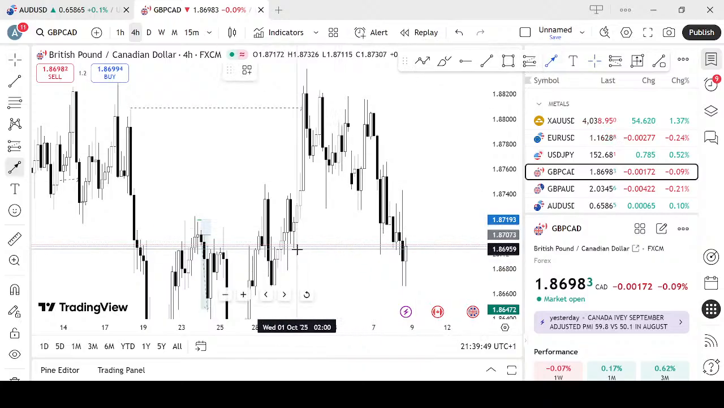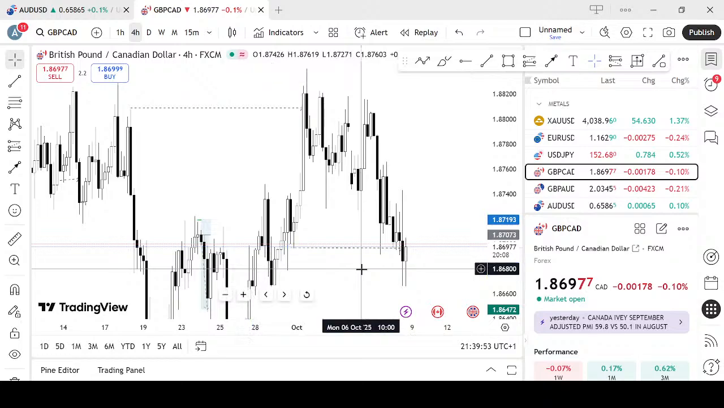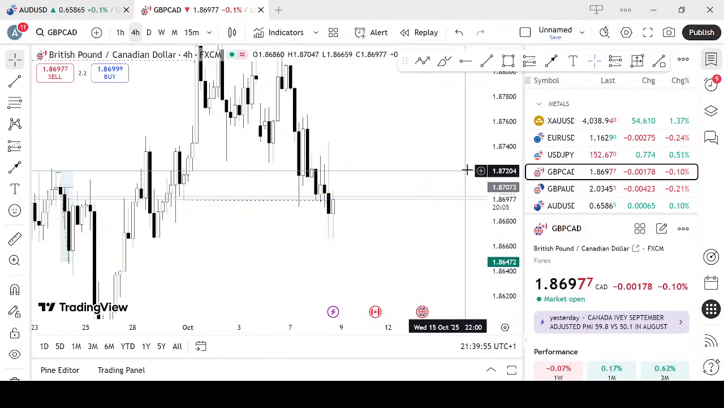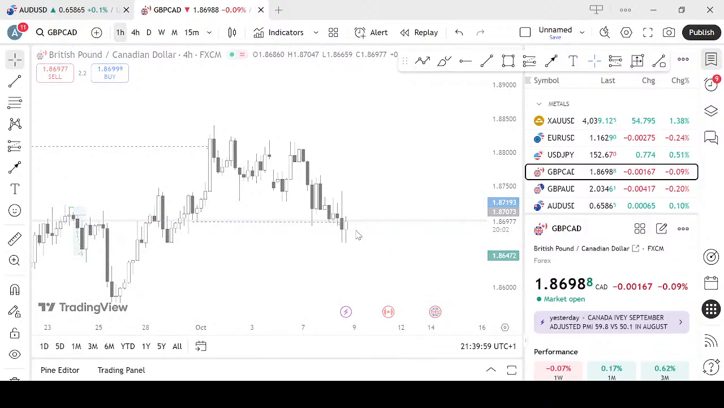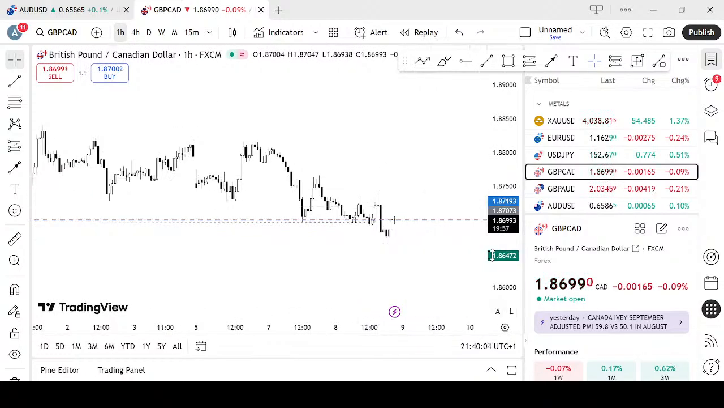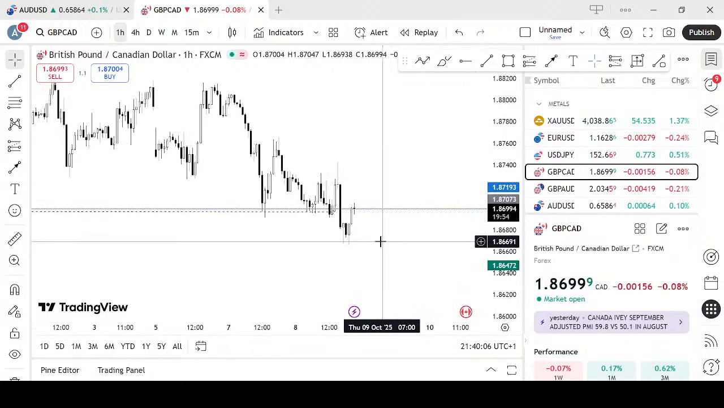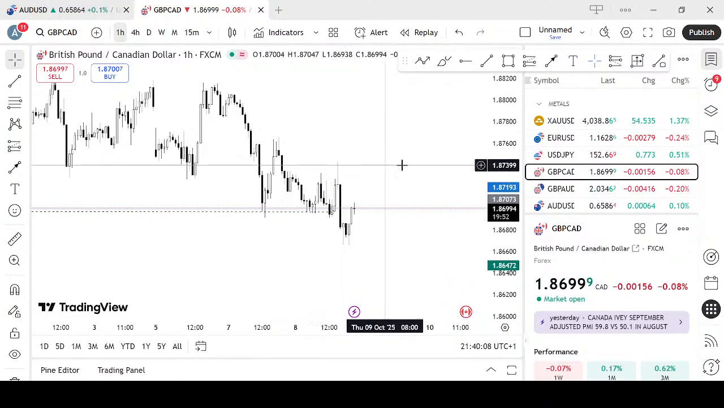So now I'll be looking for bearish positions. We'll be looking for confirmation on the 1 hour to take bearish entries.